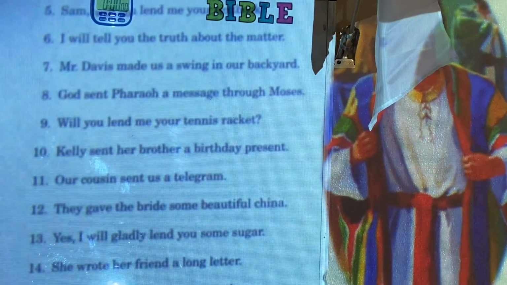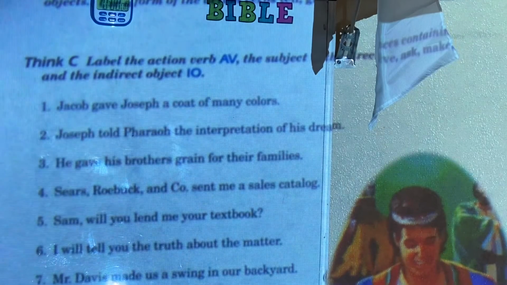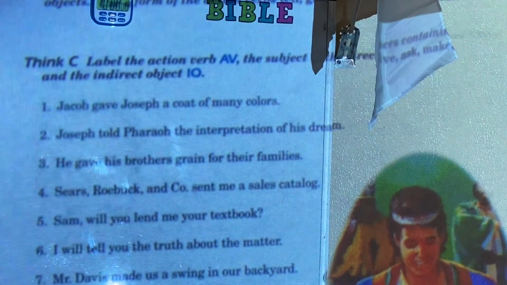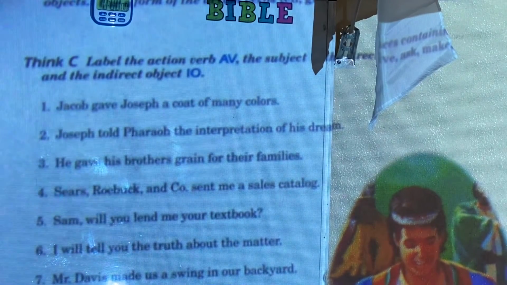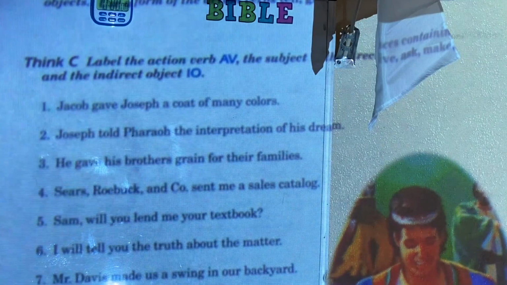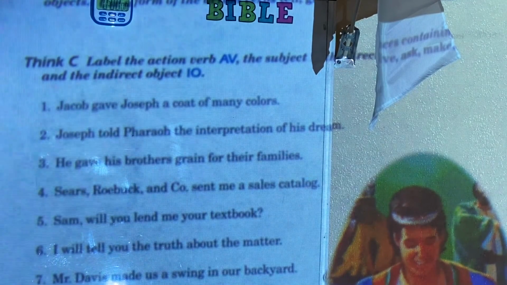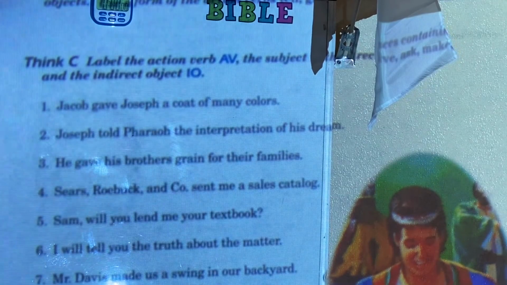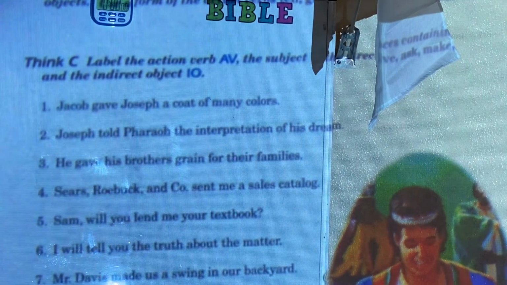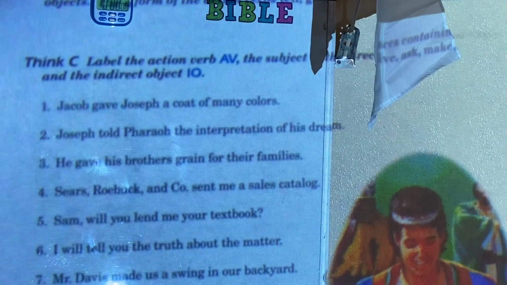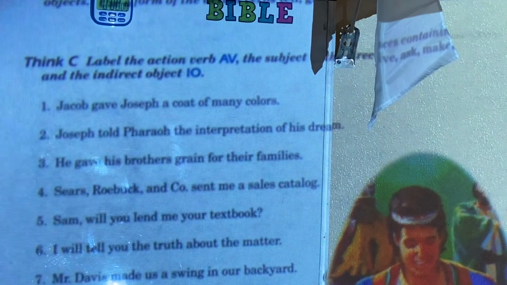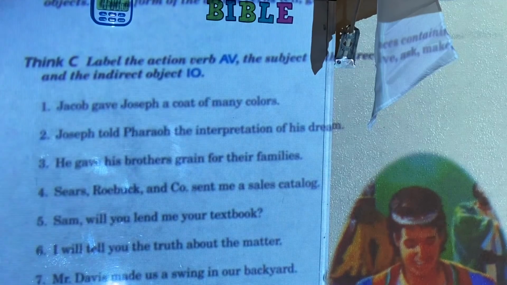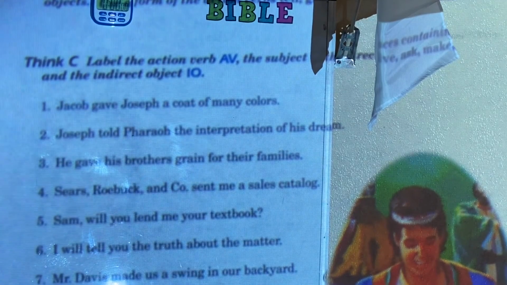Think C, and this is going to be your homework. Think C says, label the action verb, the subject, the direct object, and the indirect object. You are going to do 1 through 20, and you will be submitting this on Google Classroom with your answers. So I'm going to need a picture of page 276, Think C. I need a picture of your answers submitted into Google Classroom, and it will be for a grade. So make sure that you complete that.